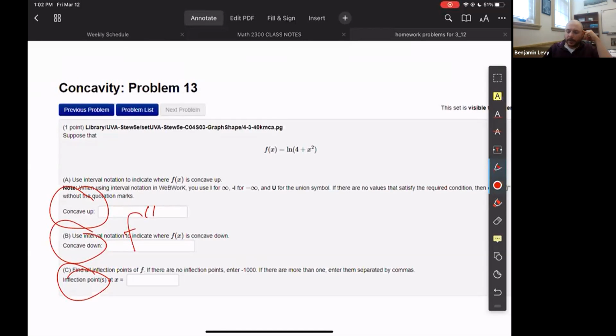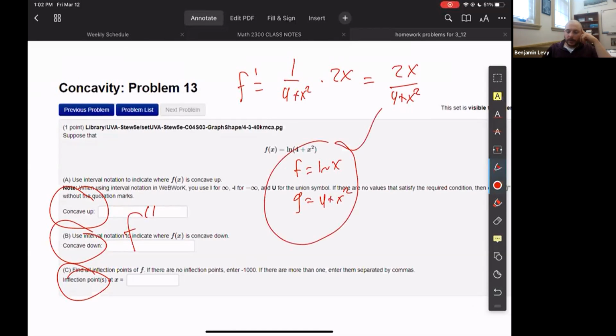But the interesting thing about this one is the first derivative ends up being this. It's a chain rule, right? This is a chain rule, with the outside function being ln and the inside function being 4 plus x squared. And so that's how you get that answer.